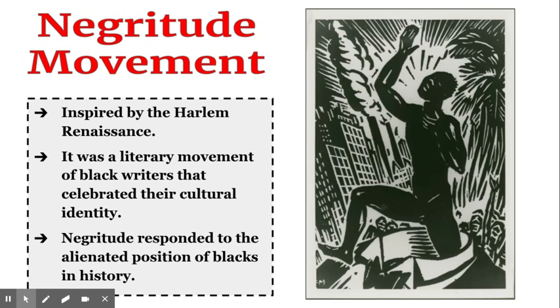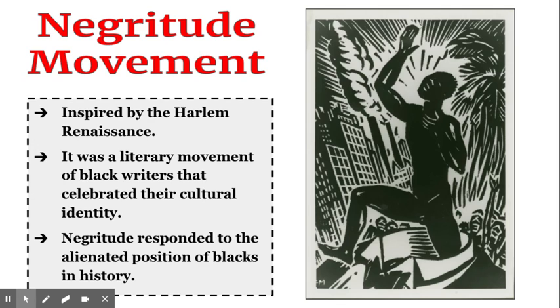So you see this term negritude movement. And the negritude movement is going to be important for Pan-Africanism because it's pride in the culture. And again, tying something back to American history, in the 1920s with the Harlem Renaissance, the rebirth of culture, of music, literature, poetry that was in Harlem. It was very similar, and these ideas will spread to the African nation. So it was a literary movement of Black writers that celebrated their cultural identity and pride in their culture.